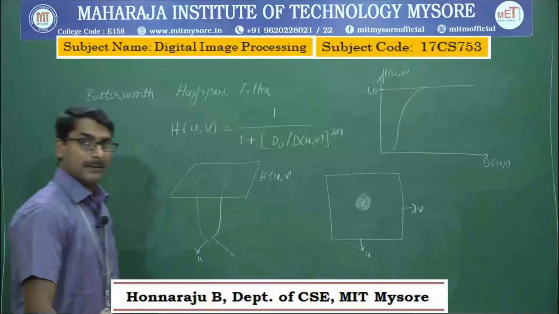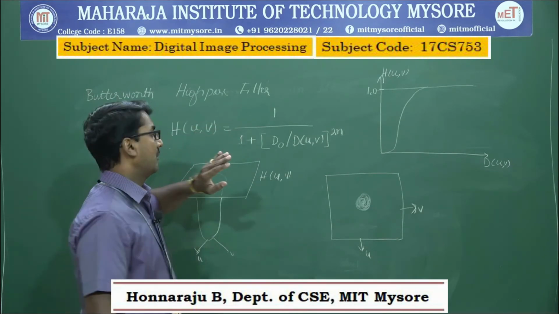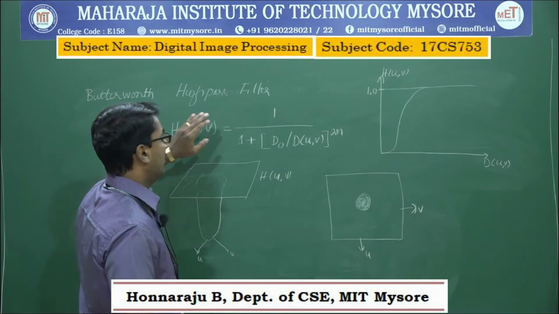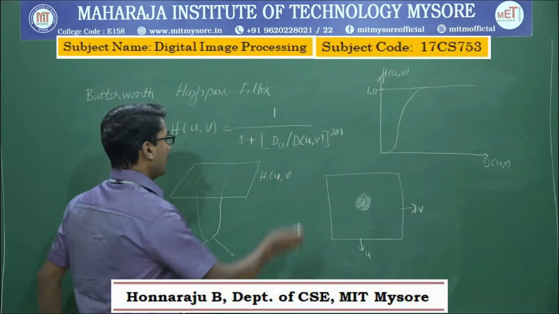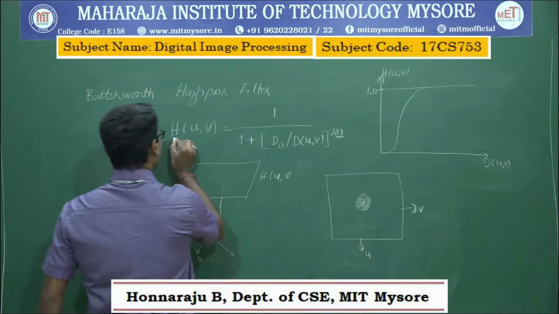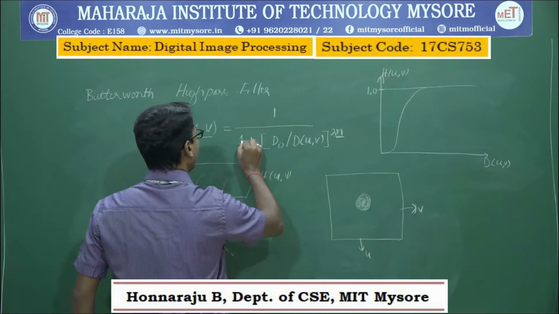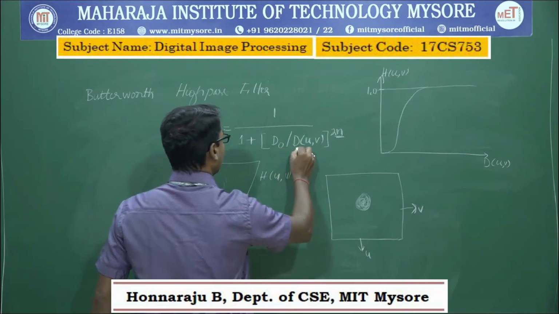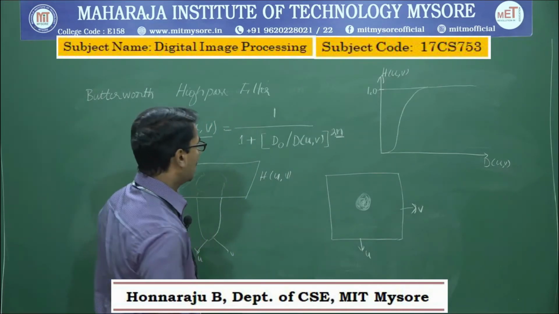Then next is the Butterworth high pass filter. In the Butterworth high pass filter, the filtering is performed based on the distance value and the nth order. So here we specify the order n. The equation is H of u comma v is equal to 1 divided by 1 plus D naught divided by D of u comma v to the power of 2n.